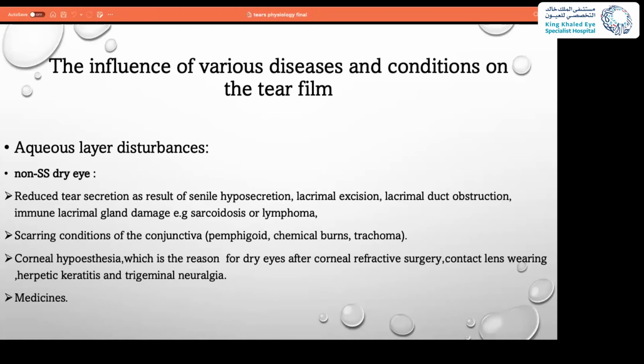Corneal hypoesthesia is another reason for aqueous layer disturbance, and it might be caused by corneal refractive surgery, excessive contact lens wearing, herpetic keratitis, and trigeminal neuralgia. Some medicines can also contribute to aqueous layer disturbance, including beta blockers, antihistamines, antihypertensives, and anti-Parkinson's drugs.